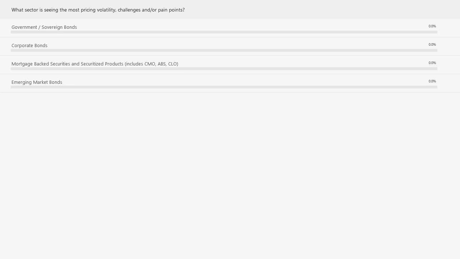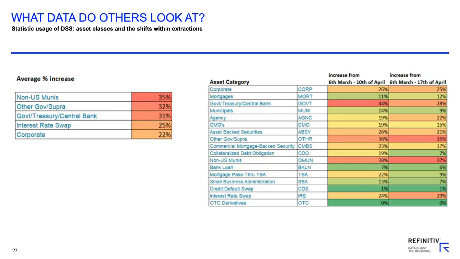insight, but just to give you an insight into what other clients are looking at. This is a statistic of usage of the DATASCOPE Select platform for the asset classes, of course focusing on the fixed income market. We experience at the moment that people are really looking into the governmental sector and the supranational sector, looking for data from what are considered safe havens. Also, interest rate swaps are amongst the top 5 most extracted data that we can monitor at the moment.